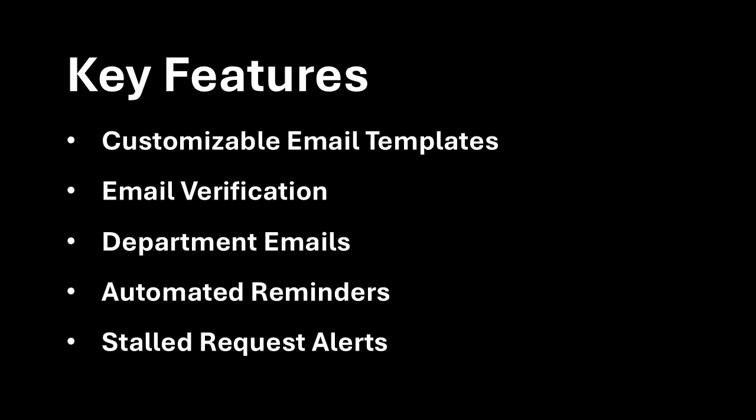Key features include customizable email templates. You can tailor Flow emails to fit your needs. Email verification: the Flow confirms that submitted emails are valid Potsdam addresses. Department emails: the Flow can automatically get email addresses for department chairs, dean directors, VPs, and provost cabinet members. Automated reminders: the Flow can send scheduled emails to help keep requests on track. Stalled request alerts: Flow owners will receive warning emails if a request has stalled.